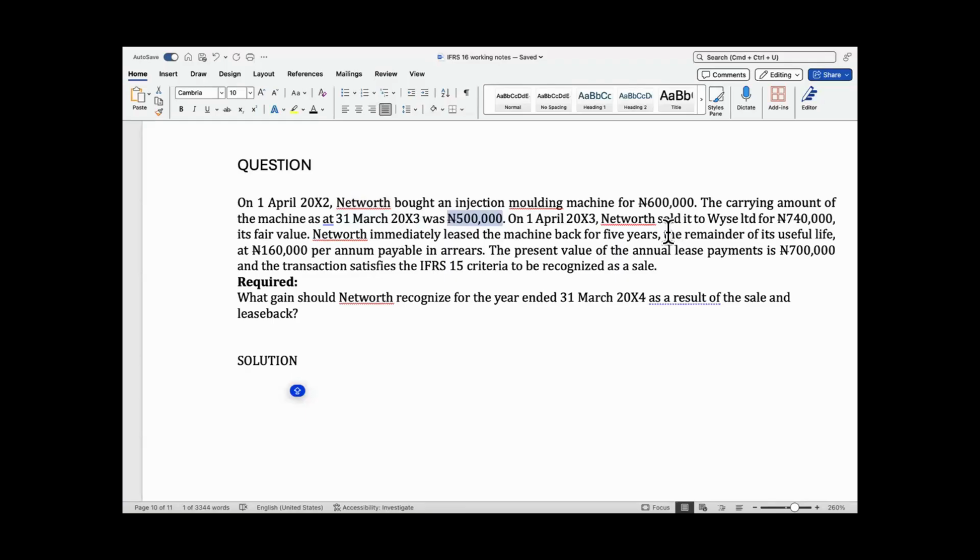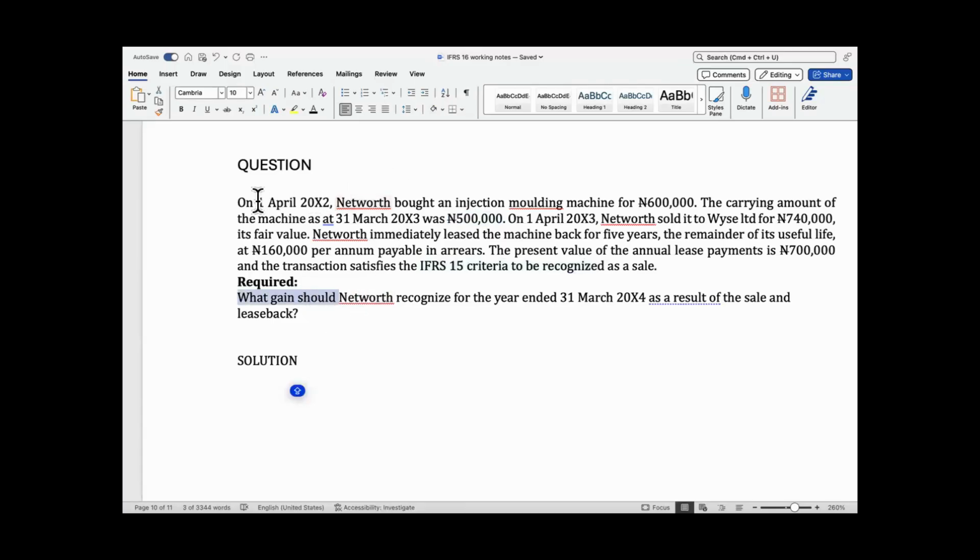The remainder of its useful life at 160,000 per annum, payable in arrears. The PV of annual lease rentals is 700,000, and the transaction satisfy IFRS 15 criteria to be recognized as a sale. What gain should Networth recognize for the year ended 31st March 2004 as a result of the sale and lease back? Okay, so this one just wants us to calculate gain on the sale.